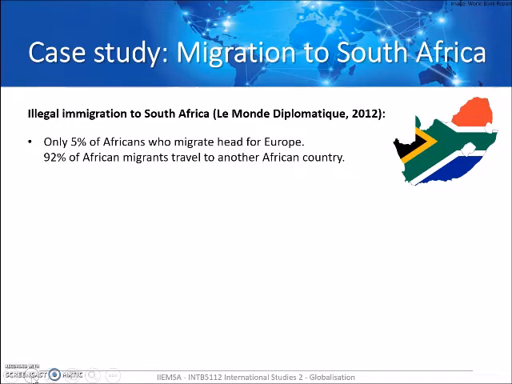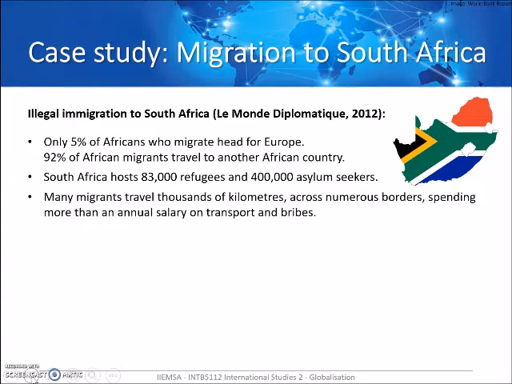And actually 92% of African migrants stay on the continent and travel to another African country. South Africa in 2012 was hosting 83,000 refugees and 400,000 asylum seekers. These numbers have mostly gone up, right? Because migration has increased due to a lot of different reasons. Many migrants travel thousands of kilometers, right? And often across numerous borders.